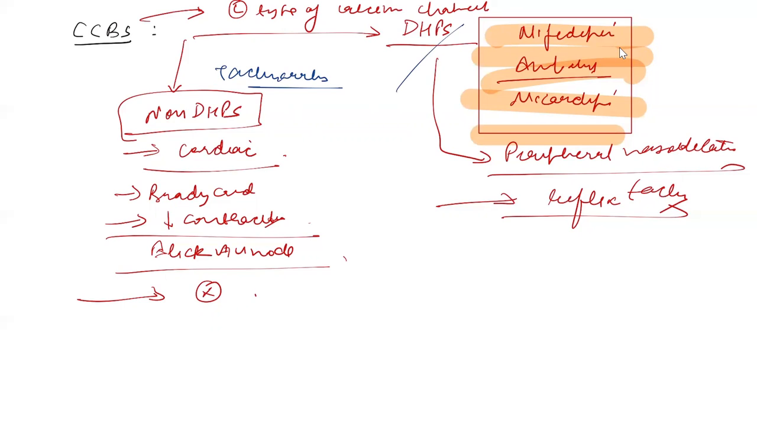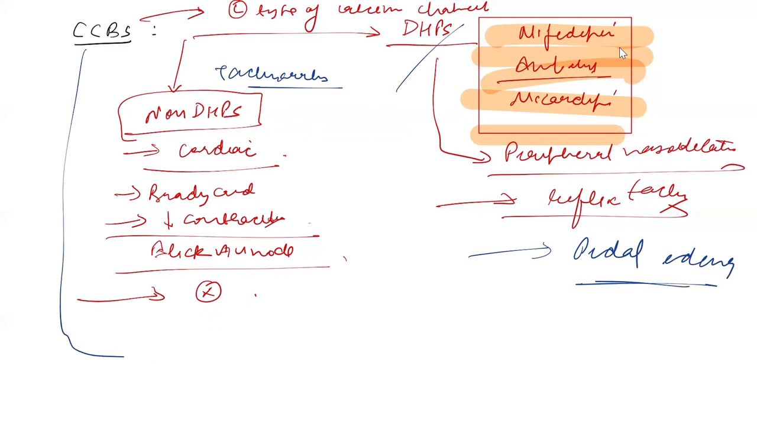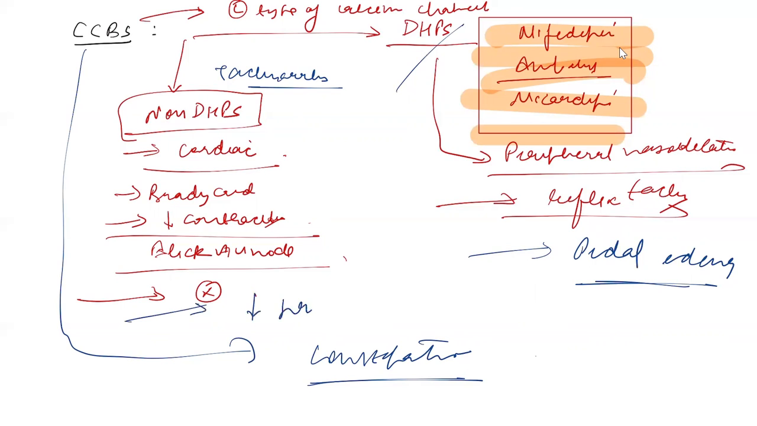One important side effect of DHP CCBs is pedal edema, as they lead to peripheral vasodilation. And another side effect of all CCBs, that is DHPs and non-DHPs, is constipation. Another good thing about non-DHP CCBs is they decrease proteinuria, so they can be used to decrease the protein. Then we have beta blockers.